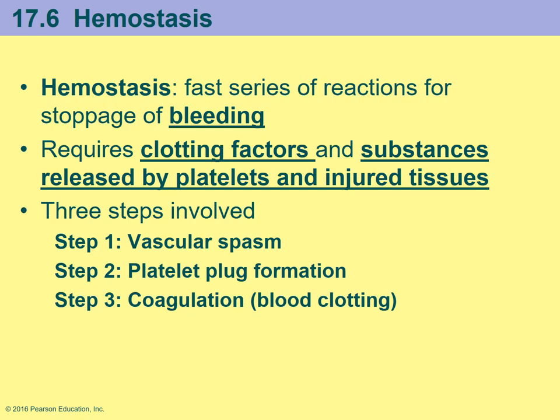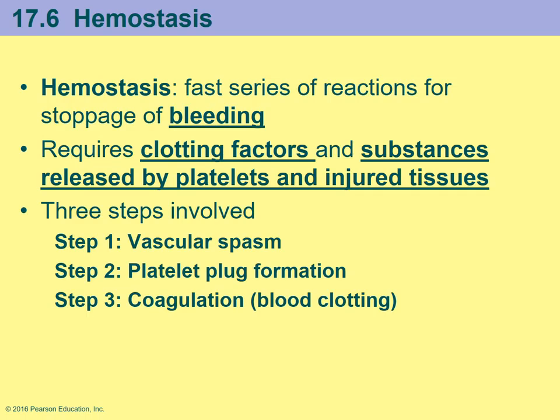Hemostasis is a series of reactions that, for survival, basically, is to help stop bleeding. If something has happened in your bleeding, you need to stop it so you don't have excessive loss of blood, which is going to decrease blood volume, which obviously is going to have detrimental effects for you. So the series of steps, it's going to require clotting factors. It's going to require substances being released by the platelets and also by the individual tissues. There are 3 major steps involved.